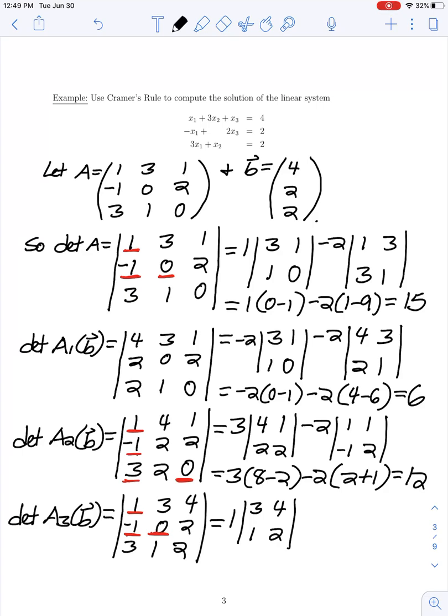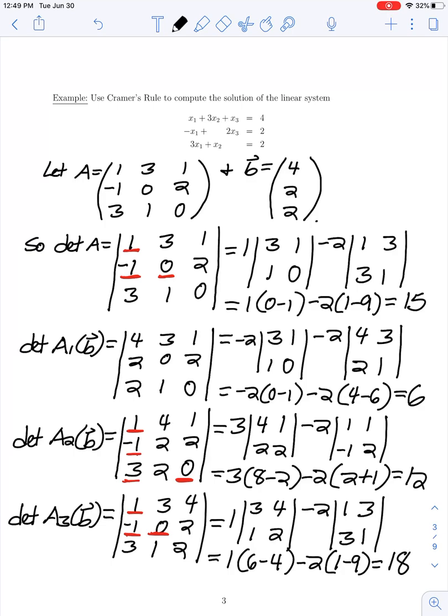Plus 0, and then minus 2 times the determinant of 1, 3, 3, 1. So we have 1 times 6 minus 4, minus 2 times 1 minus 9. So that leaves us with 2 minus 2 times our negative 8 would be 16, so 18 for that determinant.